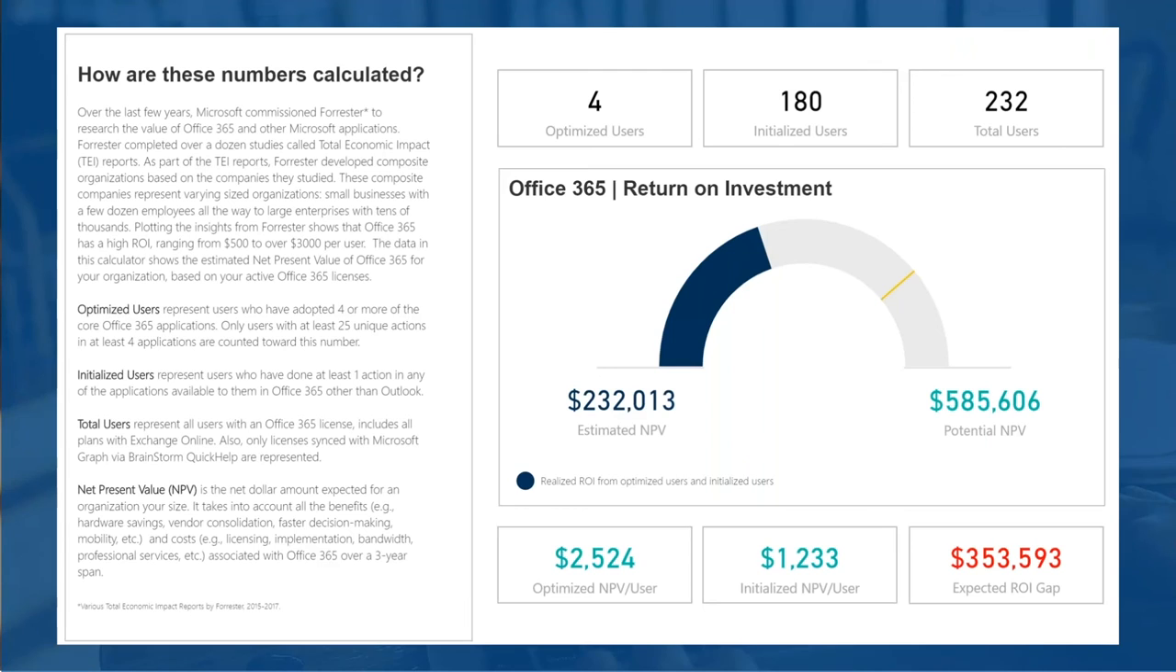To be an optimized user, however, you need to take at least 25 unique actions in at least 4 applications. So this is why you'll notice that there's a much higher value attached to optimized users compared to initialized users. So the goal, of course, is to reduce this ROI gap.